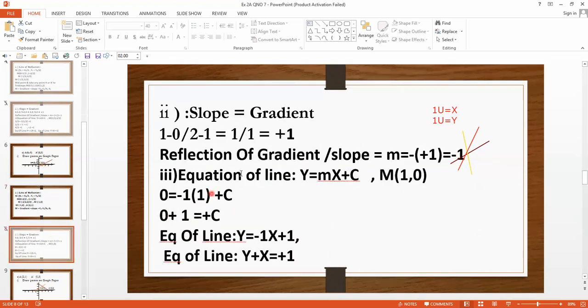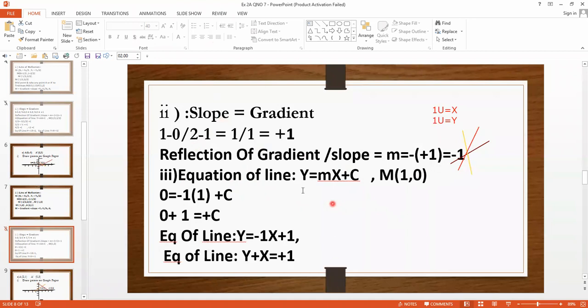Now we come to the next. After solving, we have to find the slope. Again, it is equal to +1. So how do we take its reflection? If the slope is +1, what is its reflection? Reflection means the opposite of +1, which is -1. So the reflection of slope is -1. So this is our second point, and now we have to find the equation of the line.